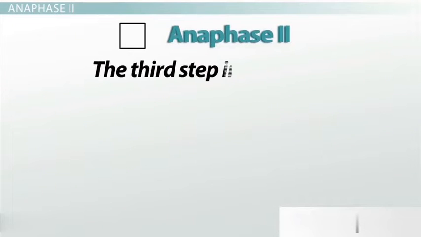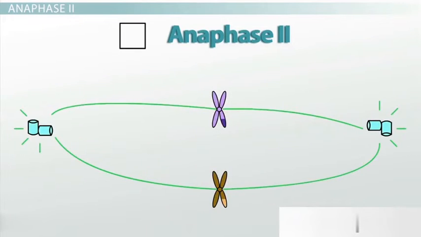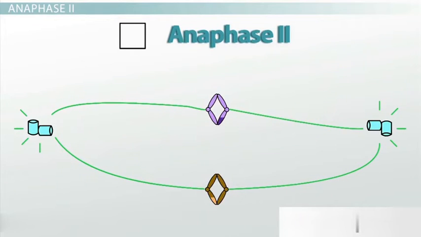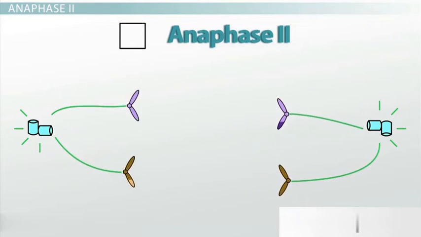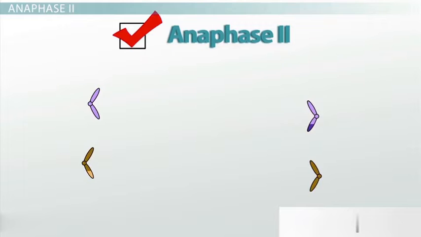Anaphase 2 is the third step in meiosis 2. Like mitosis, anaphase 2 is initiated when the protein separase cleaves the protein holding the chromatids together. Once this physical connection is broken, each chromatid is free to move to its respective pole.